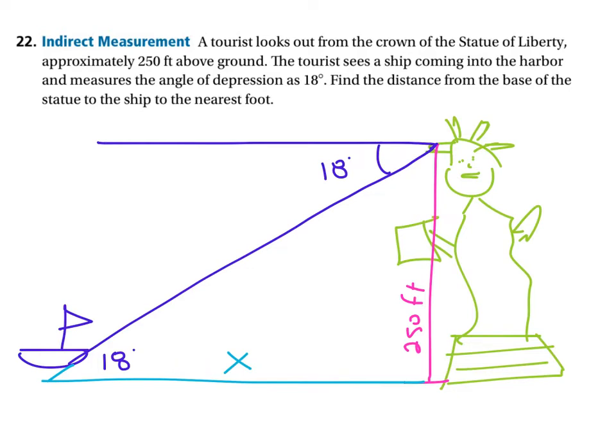So we're going to say the, and I'm going to get rid of this line here too, just a little bit so you can use it to work. Okay. We then say the tangent of 18 degrees equals the opposite, 250, over the adjacent, x. And remember our little hack, right?